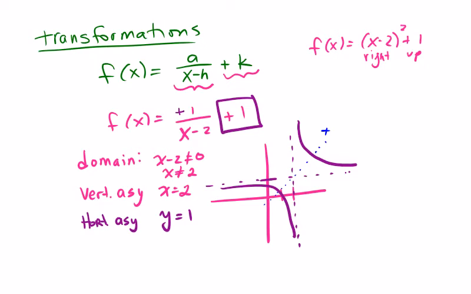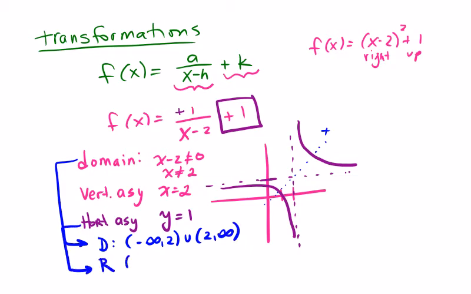I didn't write it, but the domain is negative infinity to 2, union 2 to infinity, because everything works besides 2. Our range comes from the horizontal asymptote, and it's going to be negative infinity to 1, union 1 to infinity. So now let's look at another example.